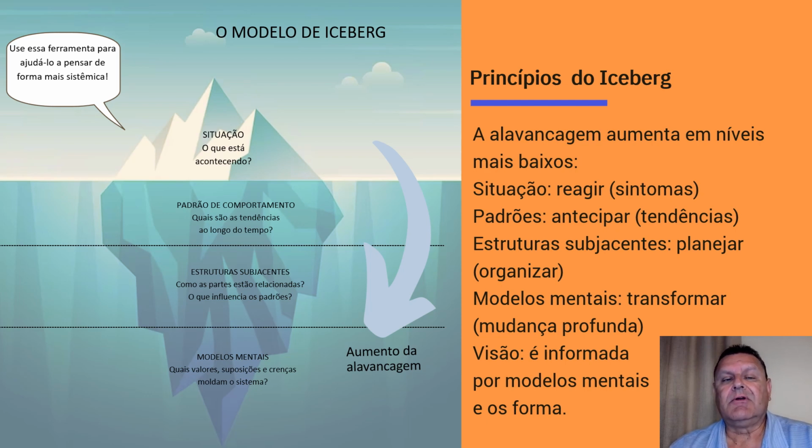And then immediately below the surface are the patterns of behavior or the trends over time. But below that is system structure. And we answer the question, how are the parts related? What influences patterns and trends? But at the very foundational level, at the deepest level, the most unseen level, so to speak, are mental models. And mental models are very powerful in systems thinking.